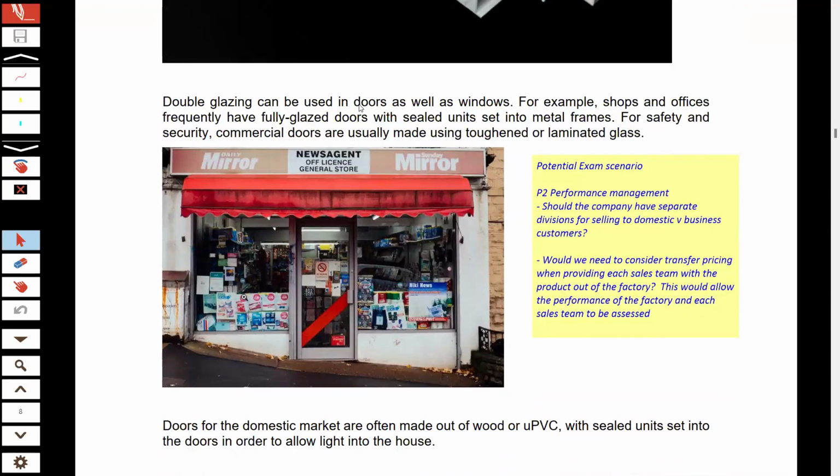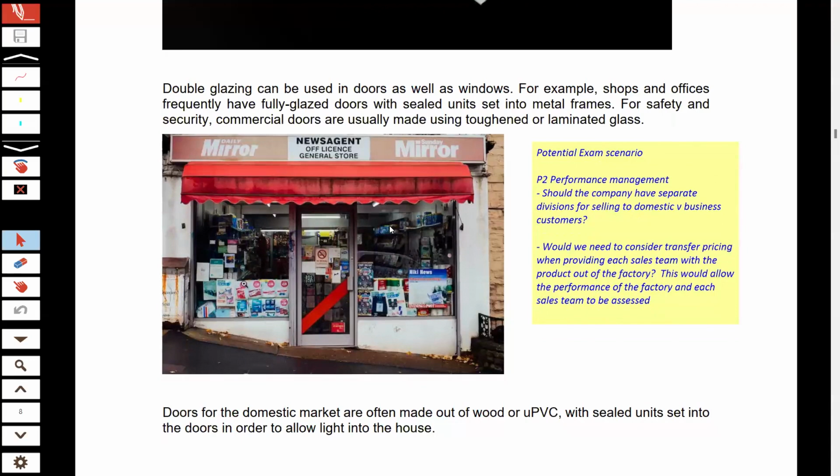It points out underneath that, of course, don't forget doors, because we are selling windows, but we're also selling doors. So it talks about here, shops and offices frequently have fully glazed doors. Nice little picture here of a shop in the UK where we can see a fully glazed door. Metal framed. Clearly, a fully glazed door in a commercial setting needs to be absolutely safe and secure, robust. It needs to be able to defend itself against break-ins. So usually set into metal frames. And for commercial doors, very much we are looking at toughened or laminated glass, those ones that provide that additional safety in case it's smashed, and security.